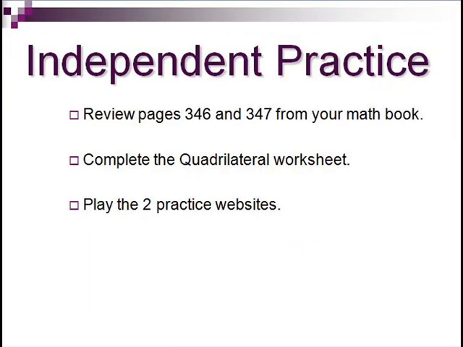Independent practice. The purpose of this assignment is for students to be able to state the definition of the special types of quadrilaterals and to be able to draw a non-linguistic representation of each figure on their own. Students will also be able to re-watch the video on quadrilaterals, and I will also provide them with 2 fun websites for them to practice how to identify and classify different types of quadrilaterals.